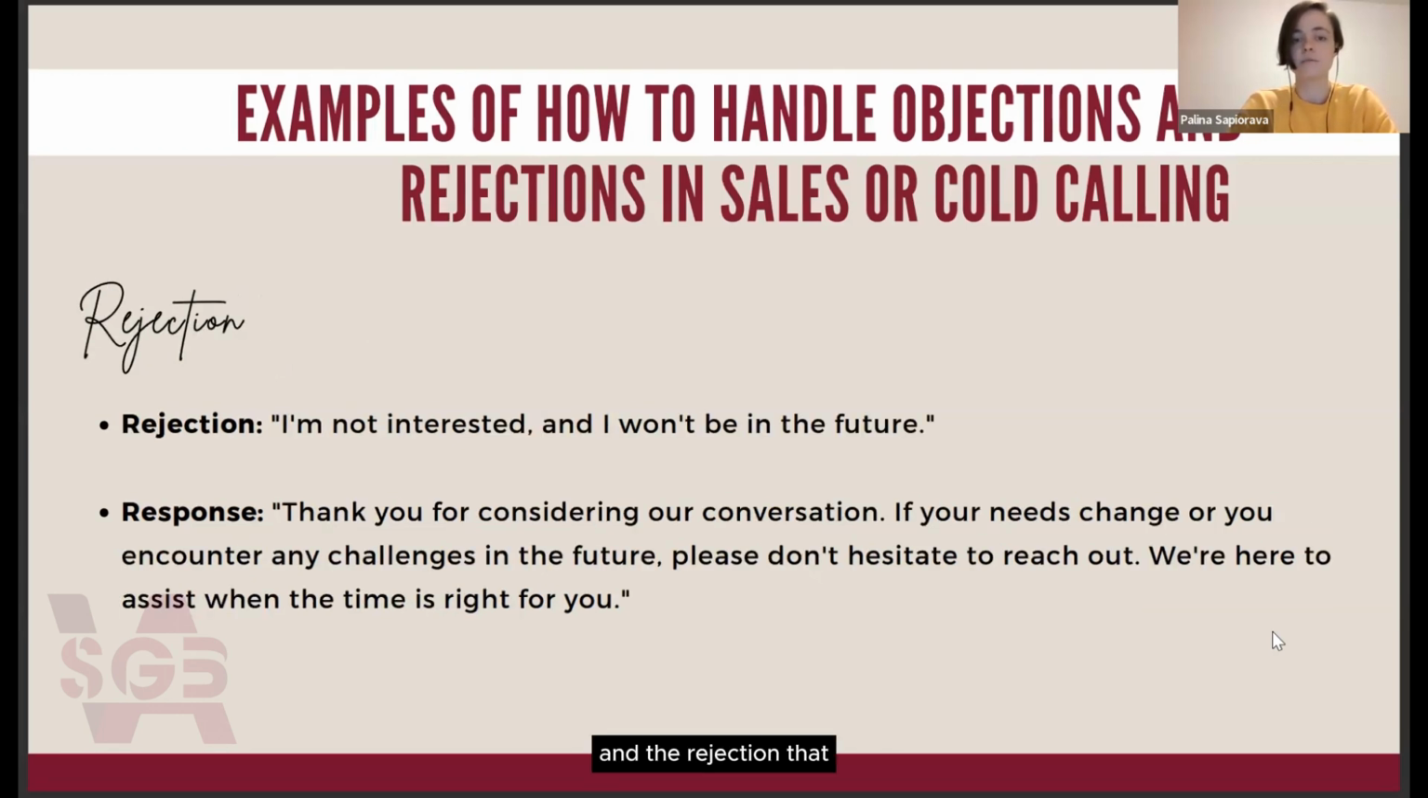And the rejection, that I'm not interested and I won't be in the future. Well, the thing is, you can't do a lot here. The person isn't interested, they aren't interested in the product and service, they aren't interested in further conversation. So the best way here is to thank them for the conversation, for their time, and tell them that if they need change or they encounter any challenges in the future, they can always contact you, and you always will be happy to help them.